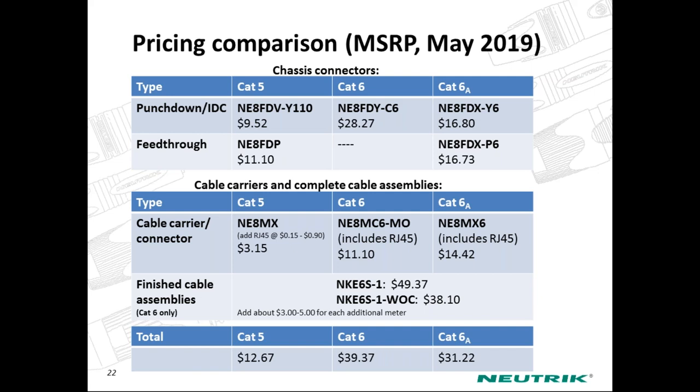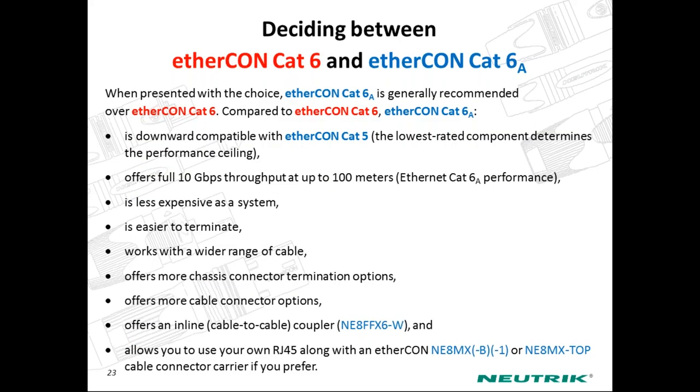Let's move on and let's look at this, again, this whole issue of should I choose etherCON Cat 6 or should I choose etherCON Cat 6A? Again, Cat 6A is downward compatible to Cat 5. It offers the full 10 gigs at up to 100 meters rather than up to 33 to 55 meters. It's less expensive as a system, easier to terminate. You can use a wider range of cables. You've got a whole lot of different options here that are in favor of etherCON Cat 6A.